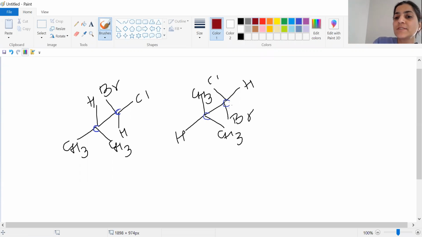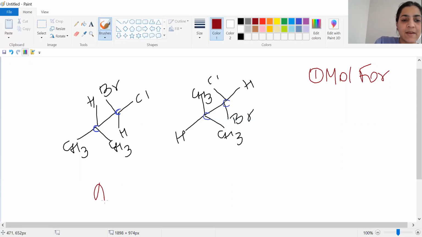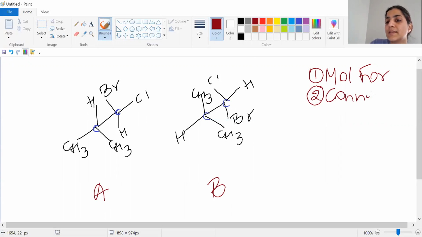At this point, I have to first figure out what is the molecular formula for structure A and structure B. And I find that the molecular formulas for both of these compounds are exactly the same. Then I look at the connectivity. For my first carbon, I have two methyl groups and one hydrogen.